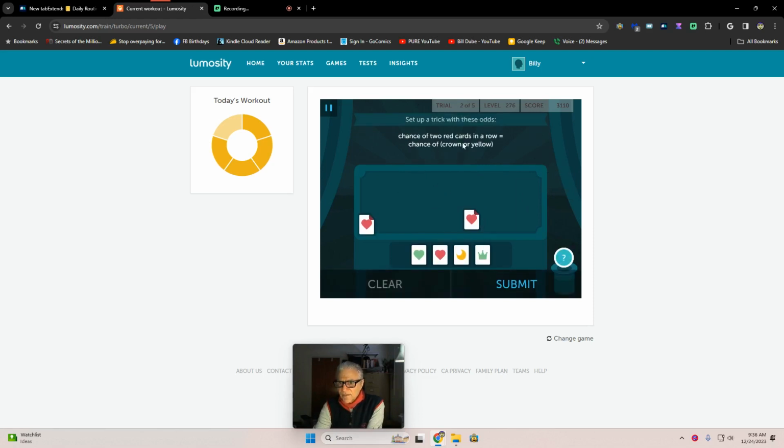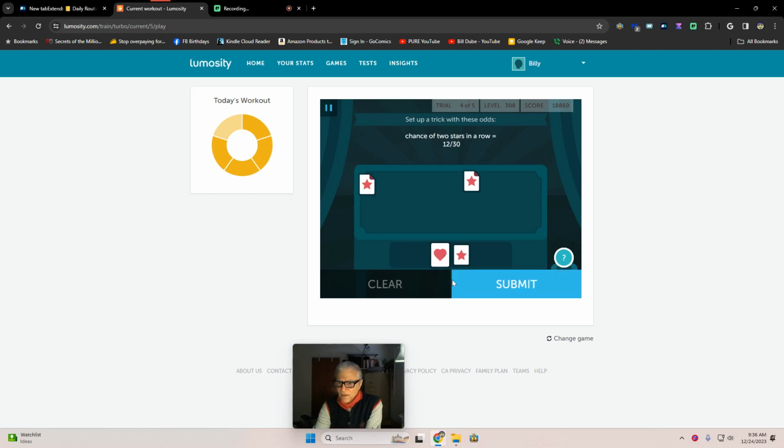All right. Chance of two red cards in a row equals chance of crown or yellow. Chance of red or purple equals chance of two green cards of red or purple. All right, red. Chance of two stars in a row equals 12 30ths. Two red cards in a row. Oh, chance of two stars in a row equals 12 30ths. Okay, let's go like that.